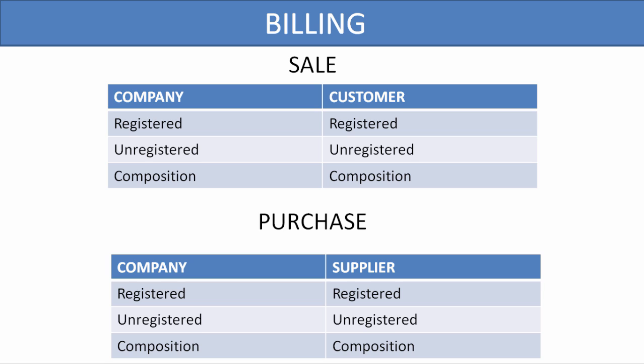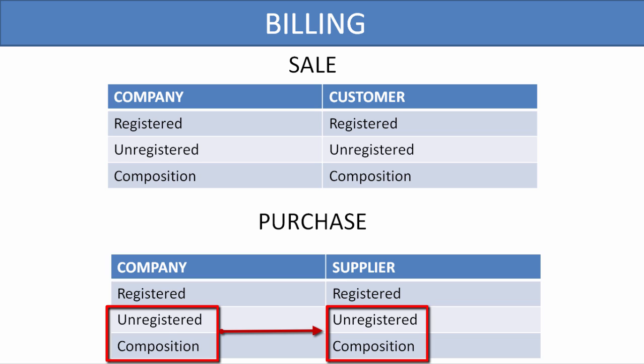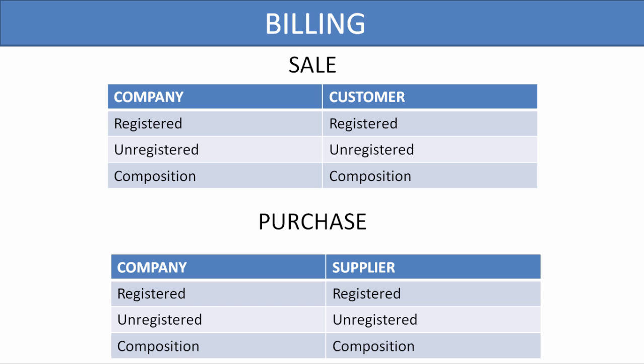So basically if you are an unregistered company or a company under composition scheme and you purchase from another unregistered supplier or a supplier under composition scheme, you are not liable to pay any tax. But if you purchase from a registered supplier, then also you are not liable to pay any tax, but the tax amount will get added in the total invoice amount, which has to be paid by you, but you won't get its tax credit. So in this way we saw the sale and purchase billing process in Marg software.